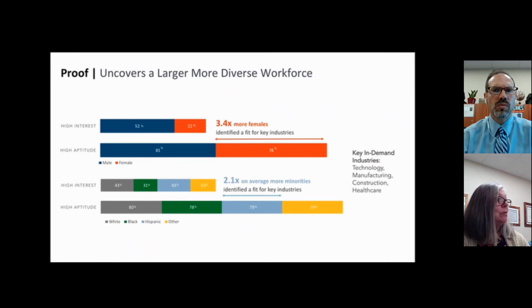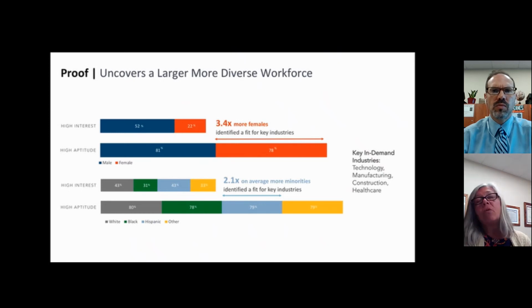After aptitude, what we found was that 81% of the males had aptitude for those careers, and 78% of the females had aptitude for those careers. So it opened up the eyes of 30% more males and 50+% more females about what they were really capable of doing.